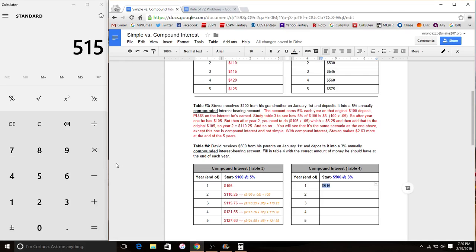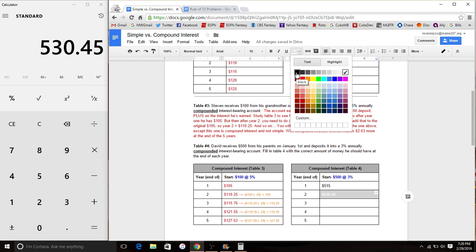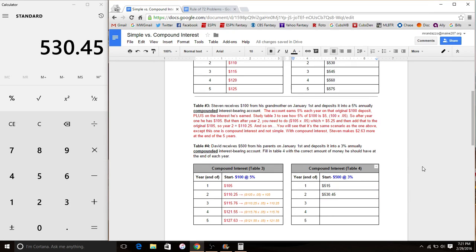Okay? So what we're going to do is we're going to do 515 times 0.03, which gives 15.45. So now after year 1, he is going to make $15.45 in interest. So I'm just going to add that to the original 515. So year 2, he made $15.45 in interest. Remember year 1 he only made 15. Year 2 he now made $15.45 because we're taking the 3% on the 515 instead of just the 500. So we're going to add the $15.45 to the 515.